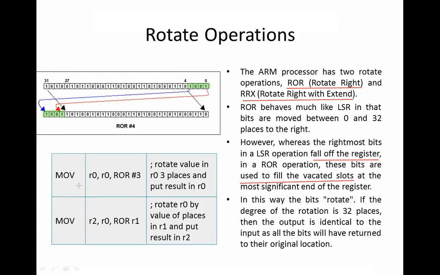Okay, so now let us take this example. Move R0, R0, and I'm doing the rotate right 3 times. So this will rotate the value in R0 3 places and put the result in R0. Similarly, rotate R0 by the value of places in R1. So whatever is the value in R1, so many times it will be rotated, performing the operation on the R0 register. The final value is placed in R2, right? So this is how you have to understand your rotate operations.